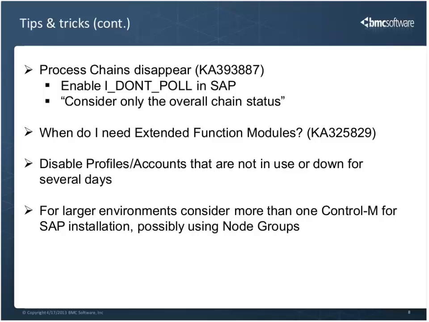We talked about process chains disappearing. This knowledge article gives you information about how to check whether this I don't poll parameter is actually enabled in SAP. This is an SAP thing. They were noticing problems with getting back the status of larger process chains, so they implemented this, and then the consider only overall chain status parameter that we saw in the Control-M job is taking advantage of that SAP capability.